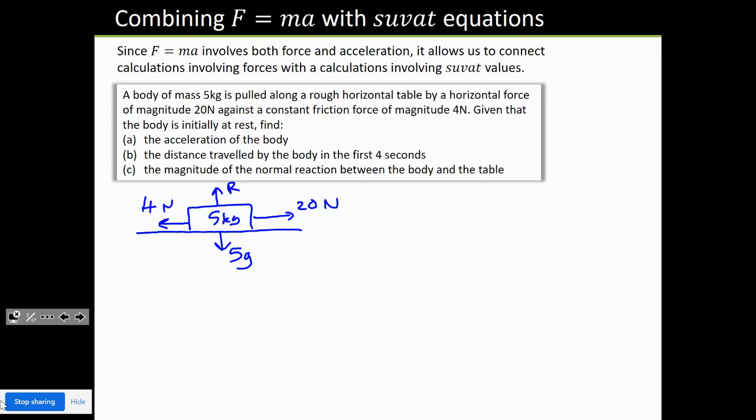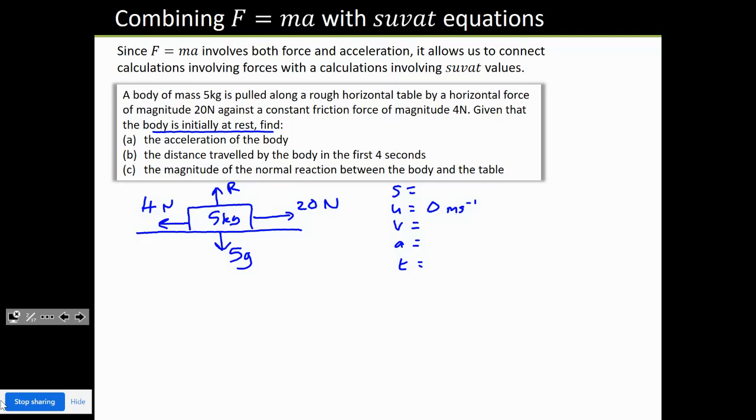Given that the body is initially at rest, this is where our SUVAT equations come in: S, U, V, A, and T. So we're initially at rest, so our initial velocity is 0 meters per second. We want to find the acceleration of the body, first of all.